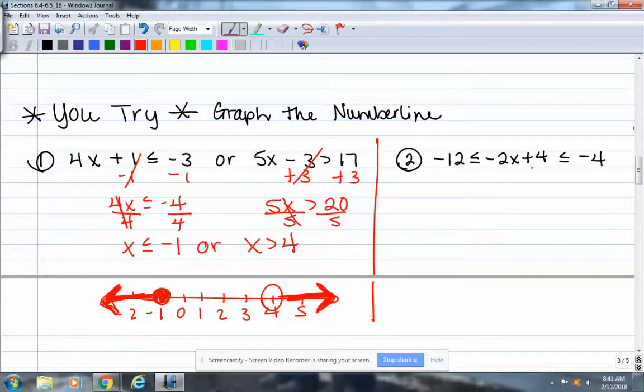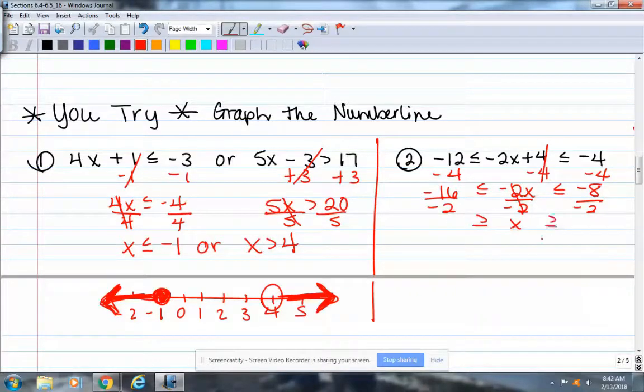So subtract 4. What's negative 12 minus 4? Negative 16 is less than or equal to negative 2x, is less than or equal to what? And then what did you do? And what did you do when you divided by a negative? Flipped all my symbols to greater than or equal to. And what's negative 16 divided by negative 2? And what's negative 8 divided by negative 2?